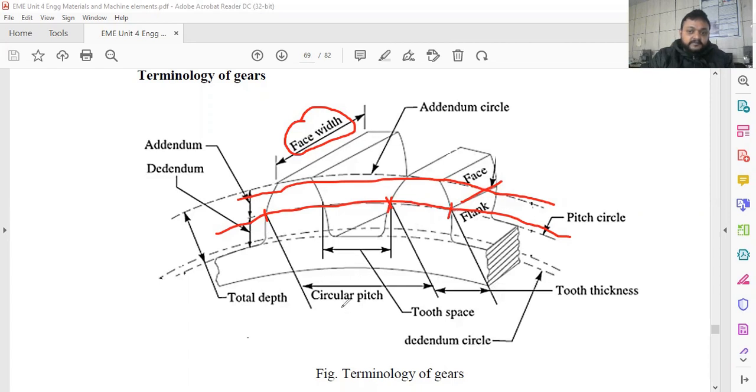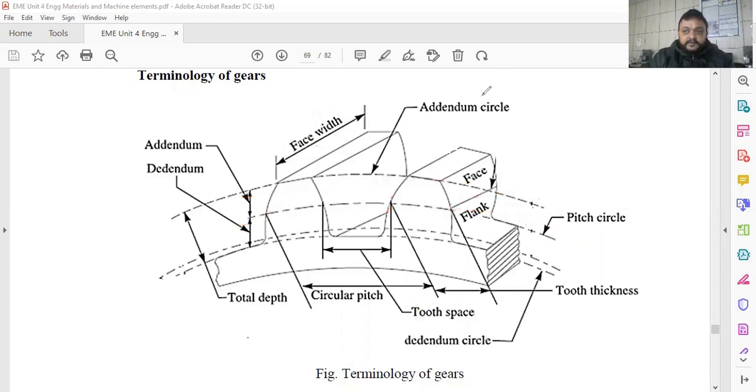So note the fundamental difference between circular pitch and tooth thickness. And you can see the end of one gear tooth to the start of the adjacent tooth is called the tooth space, the space between the two gear teeth. So this is some basic terminology of the gear that you should keep in mind for easy understanding of the gears.